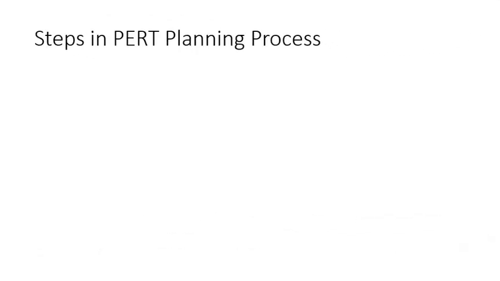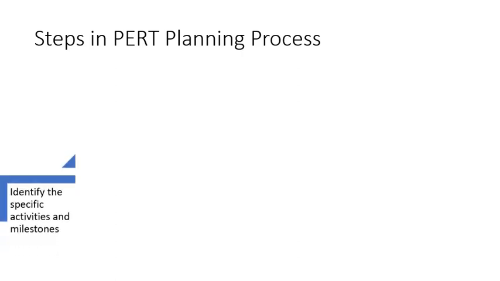So the first step in the PERT planning process is to identify the specific activities and milestones. The activities are the tasks needed to complete the project, and the milestones are the events marking the beginning and the end of one or more activities. We have already studied in the very first lesson of business planning and project management what activities and milestones are, right? So we need to identify specific activities and milestones.